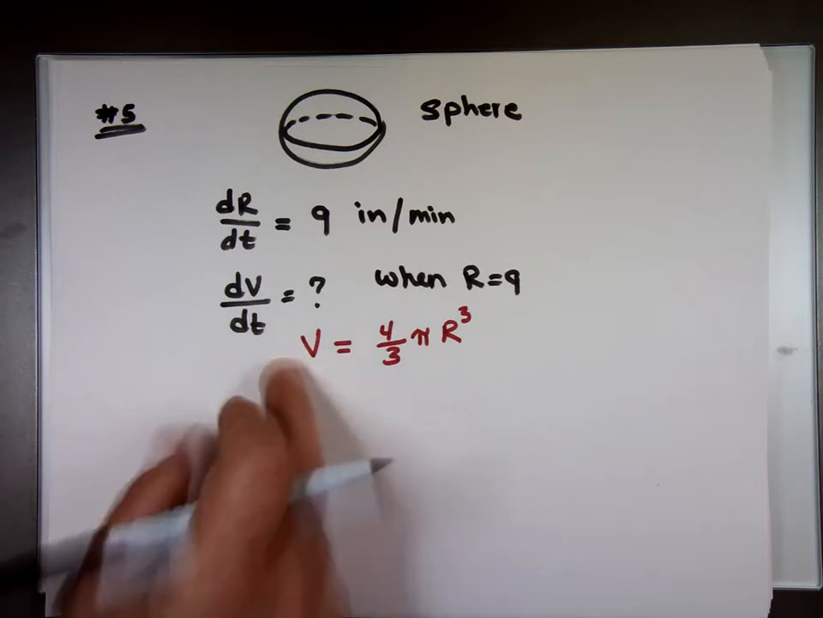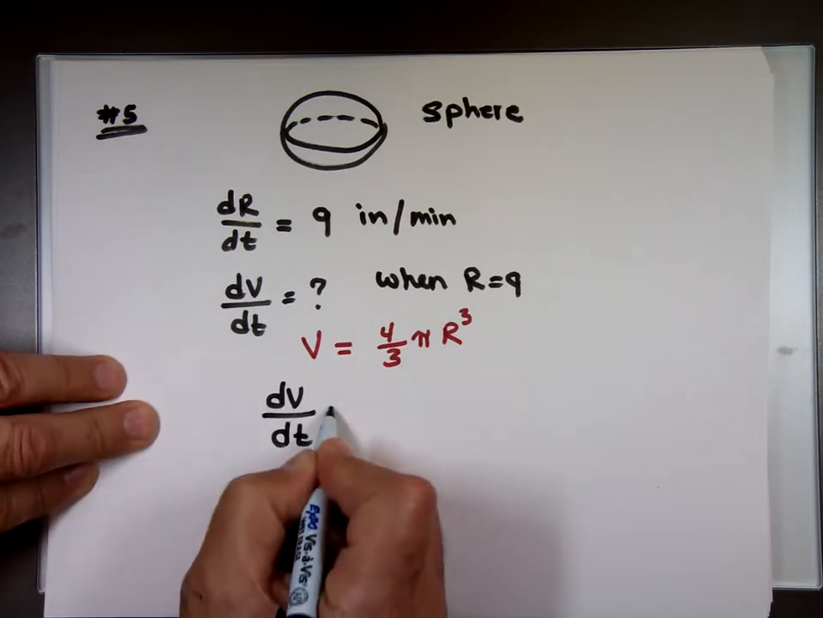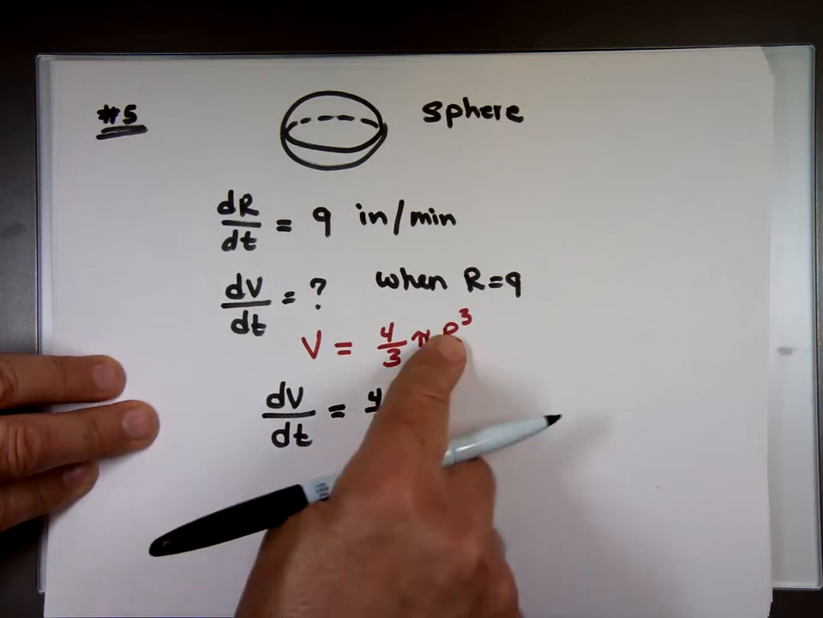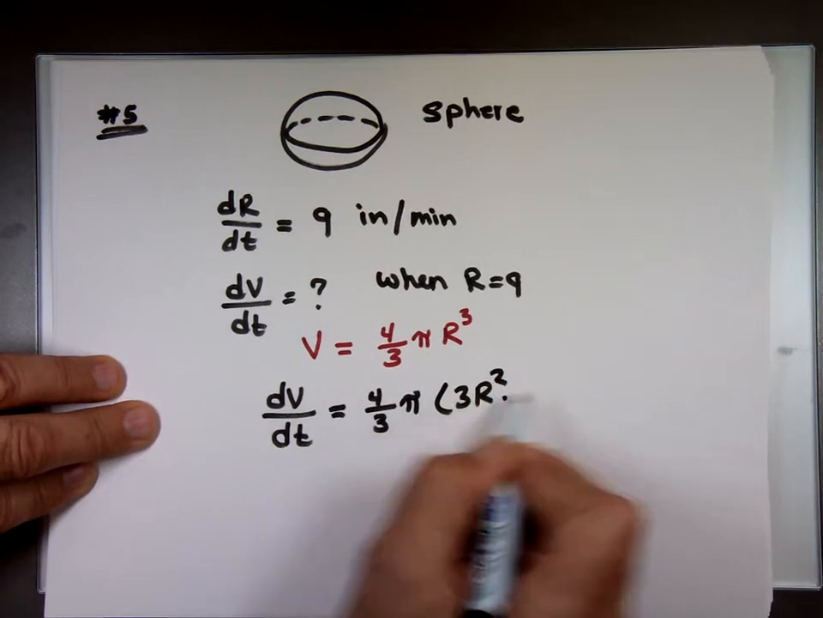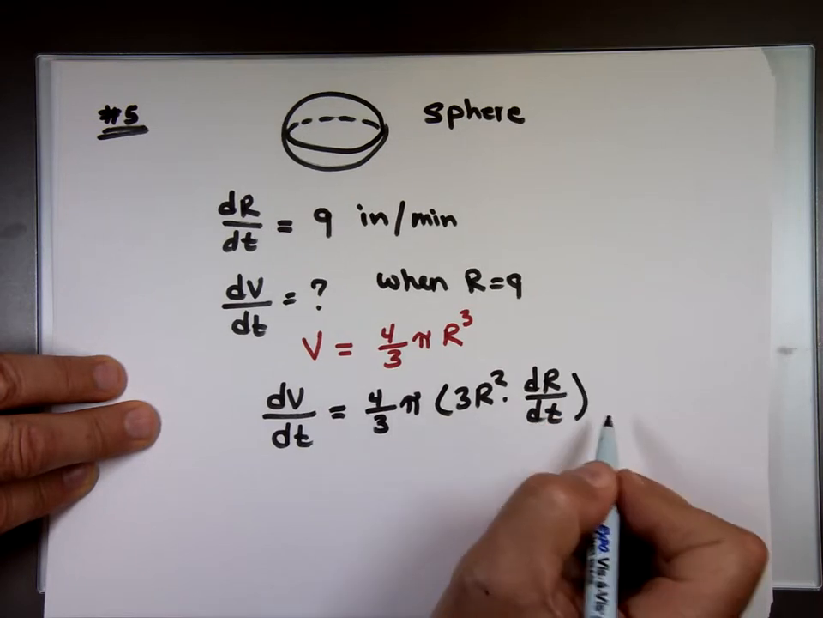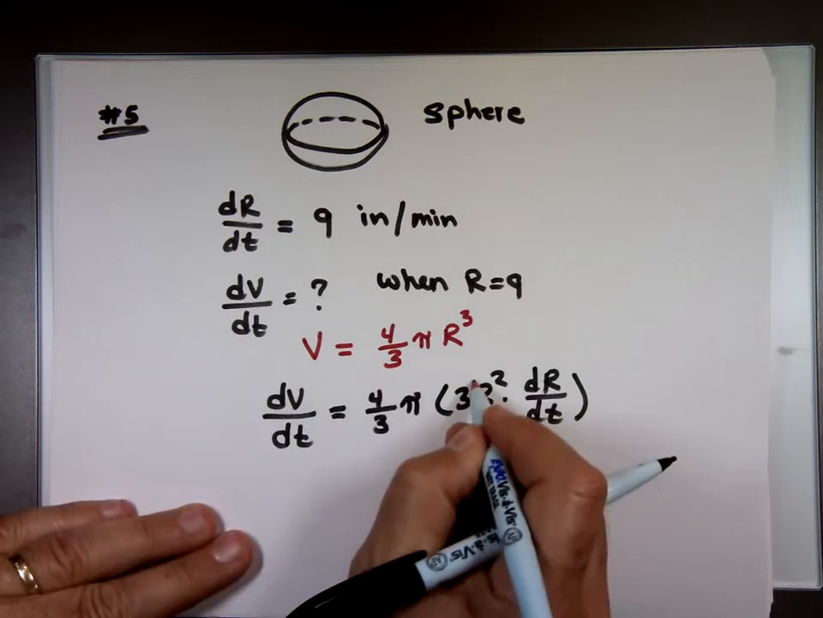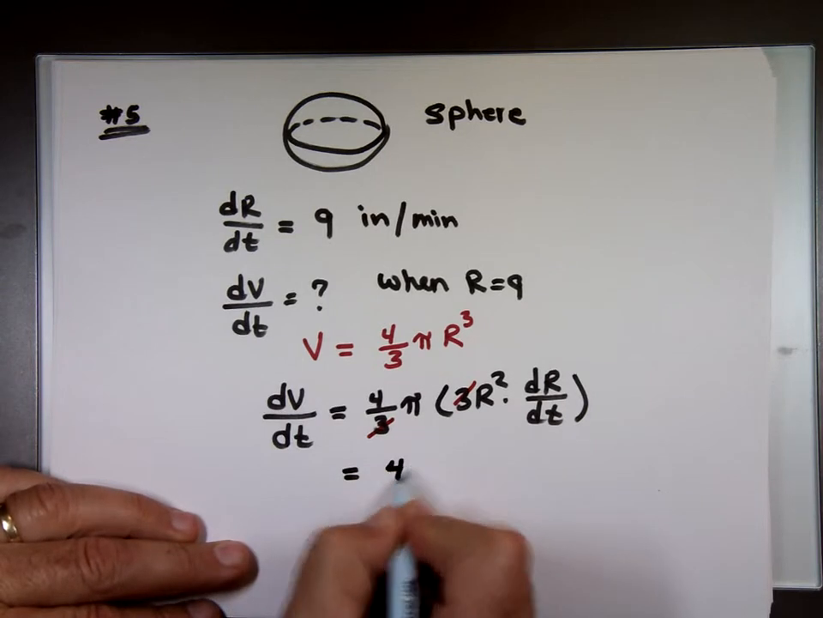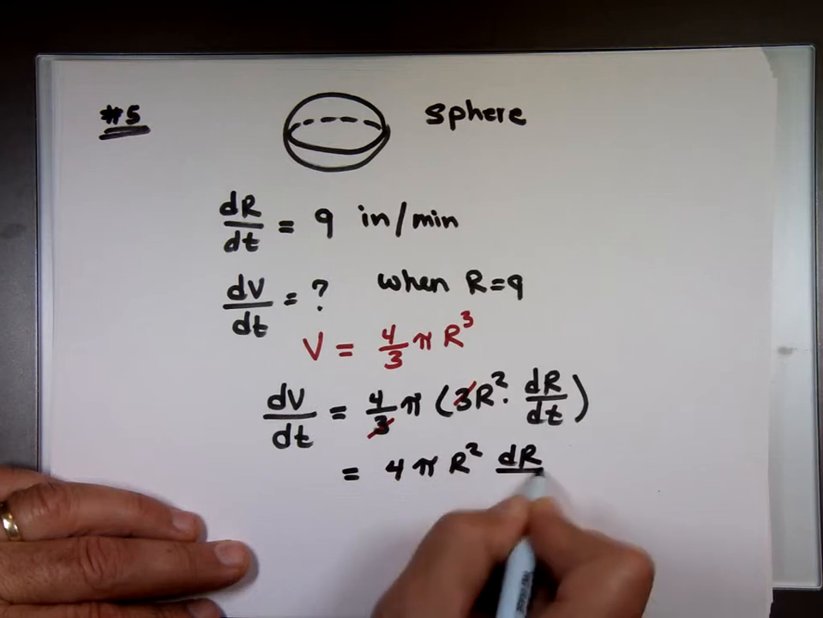Take the derivative of this with respect to time. Now 4/3 pi is a constant, it sits in the front. What's the derivative of r to the third? 3r squared times what? dr/dt. What happens to the 3's here? They cancel. So you end up with 4 pi r squared dr/dt.